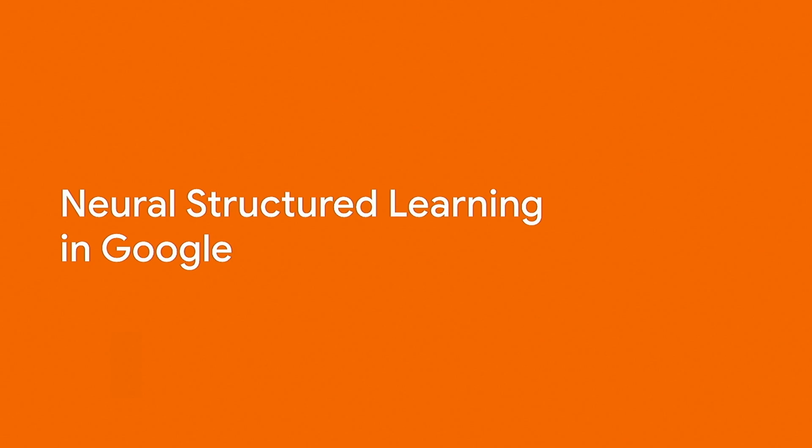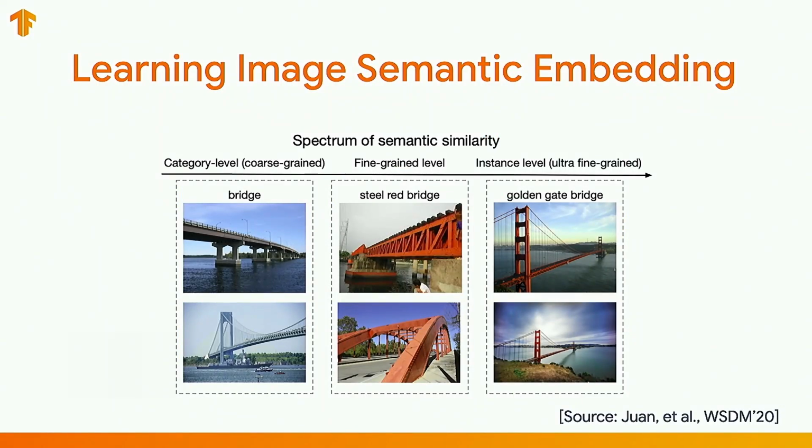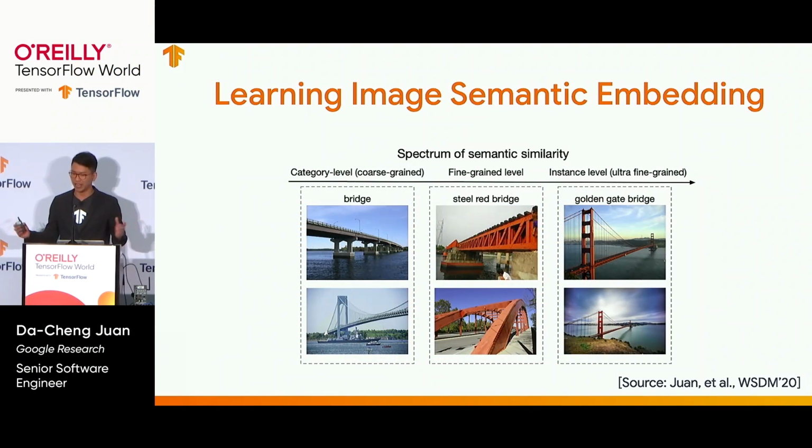Neural structure learning has been widely used in many products and services in Google. For example, learning image semantic embedding. Here, we provide 6 examples, 2 for each semantic granularity, to illustrate the difference from coarser to ultra-fine granularity. The object on the right is the Golden Gate Bridge. The Golden Gate Bridge is the steel red bridge. But not all steel red bridges, such as the image in the middle, are the Golden Gate Bridge.